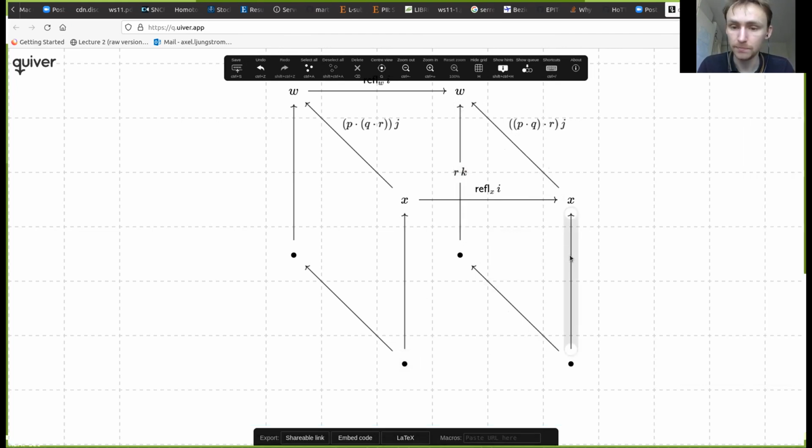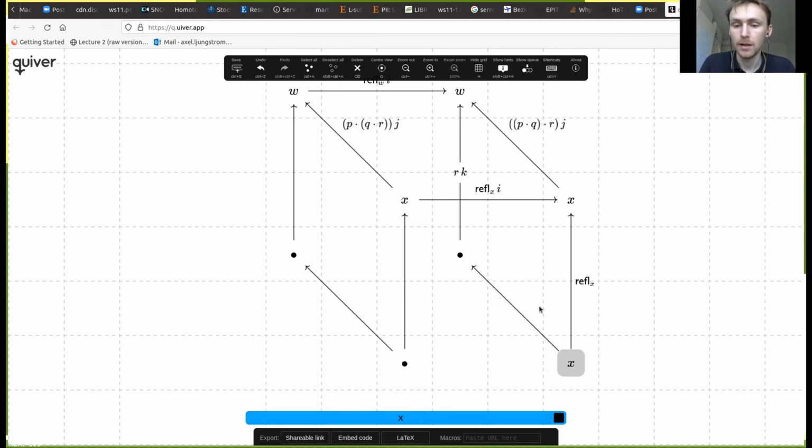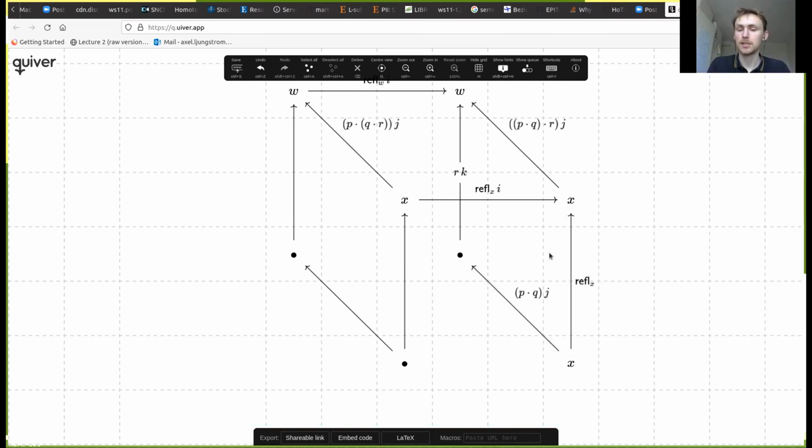We have RK here. We have just refl of X on this side. And we have P composed with Q down here. So this is the filler we get by definition of the path composition. Okay. Stop me if this feels weird.